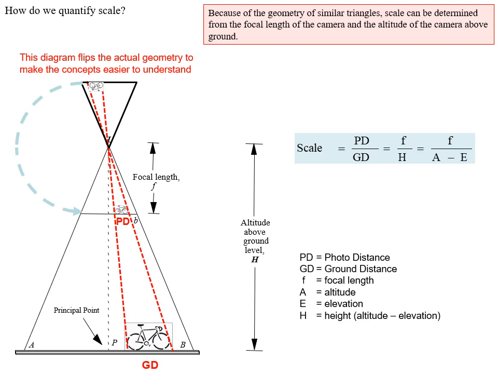In order to figure out what the scale is, we can either measure the photo distance and the ground distance, or we can use the ratio of the focal length to the height of the lens above the ground surface, which is just equal to the focal length over the difference between the altitude minus the elevation of the ground surface. And what makes this possible are those similar triangles.